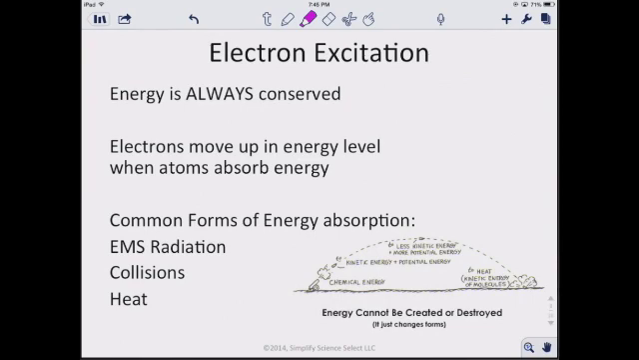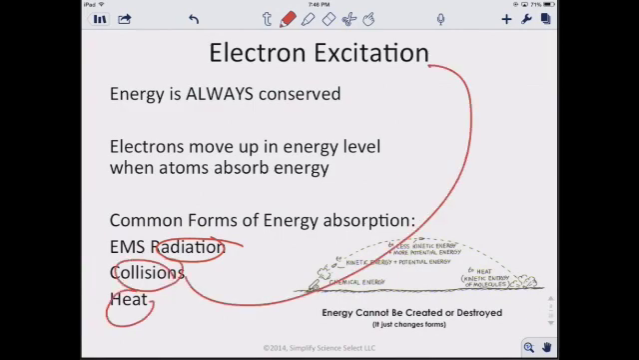Now, we've been used to some types of energy, even if we didn't know it or not. Some common forms of energy absorption: the electromagnetic spectrum, so light, it can absorb light; collisions, so it can actually collide with something; or heat, which we saw, we used in the lab. When we put it in the fire, it absorbed that heat. So absorbing any of these, the radiation or the collision or the heat, will cause it to get excited and jump energy levels.